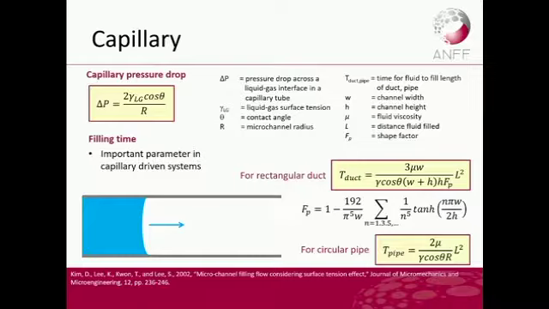Here is a capillary pressure drop equation. You can actually use that by hand to work out the flow in this channel here. And here I put in two equations, one for the rectangular duct and one for the circular pipe. The reason is that normally people start off with the circular pipe for deriving equations, but in microfluidics, because of the fabrication process, most of the channels are not circular. Most of the channels are rectangular or square. So in that case, here is an equivalent equation to use for a rectangular channel.